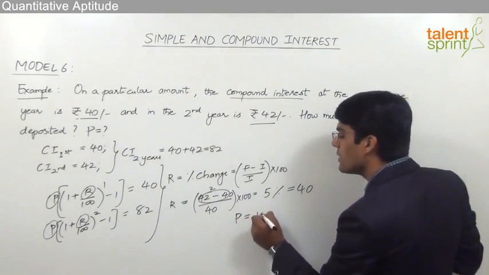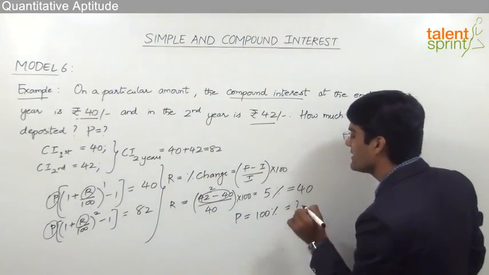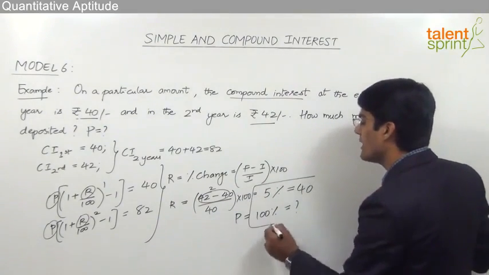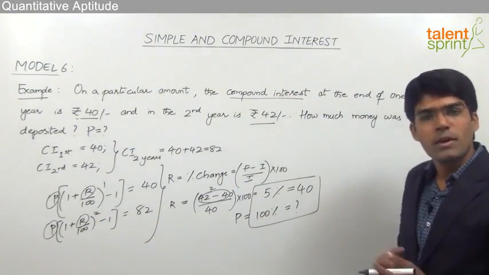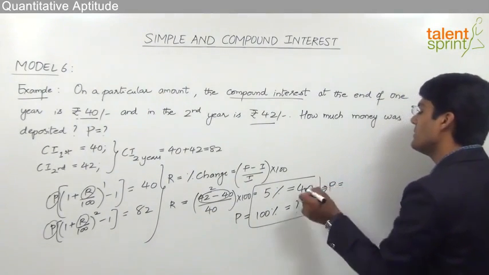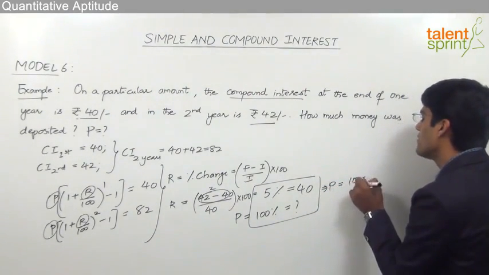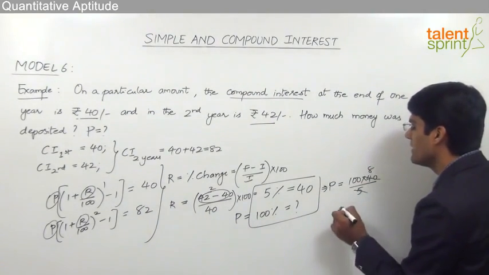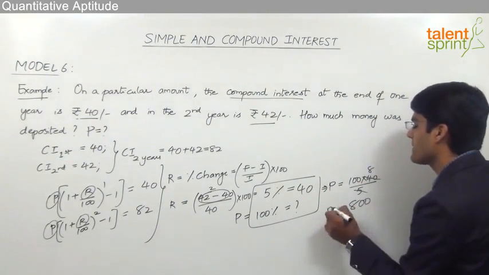Principal P should be equal to 100%. So this is equivalent to what? So now by cross multiplication of these two values, we can find out the required answer. That will be equal to 5. We can say that principal P will be equal to 100 into 40 divided by 5. As 5 goes 8 times, the principal here is equal to 800.